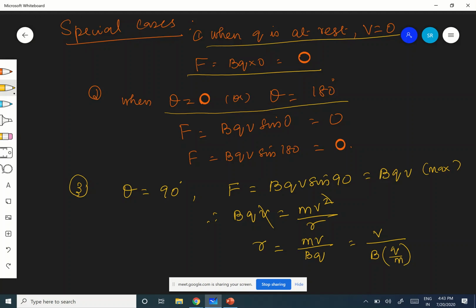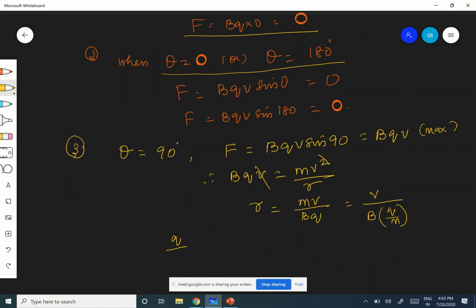Charge per unit mass, correct? Q by m is what is called charge per unit mass. It is what is called specific charge. Q by m is the specific charge of the particle. Very, very important. That is why I have represented it in terms of specific charge. That is, I brought m here, therefore R is equal to v divided by B into q by m.